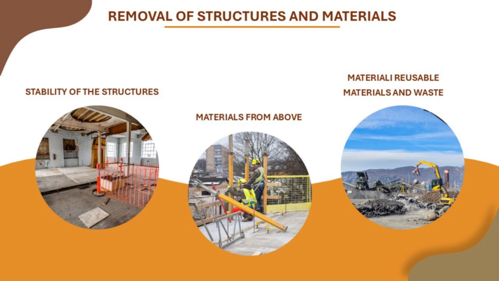Dismantling must take place in the reverse order to that of assembly, ensuring the stability of the structures until complete dismantling. It is forbidden to throw materials from above. Suitable systems for safe transport must be used, such as cranes, pulleys, hoists. Reusable materials must be stored in designated areas, while waste must be disposed of in accordance with current regulations.